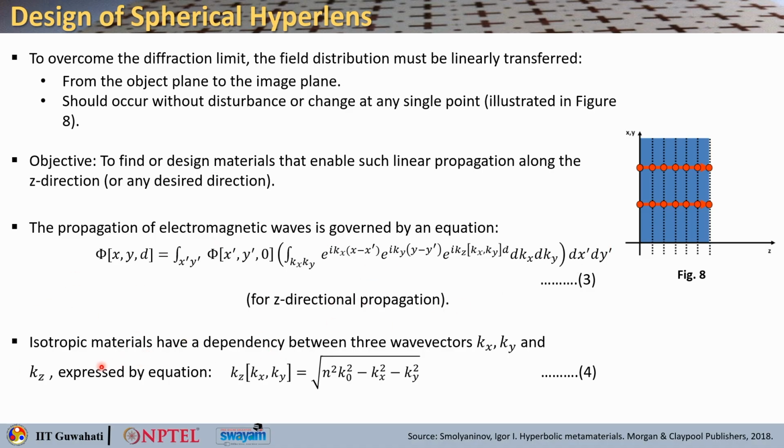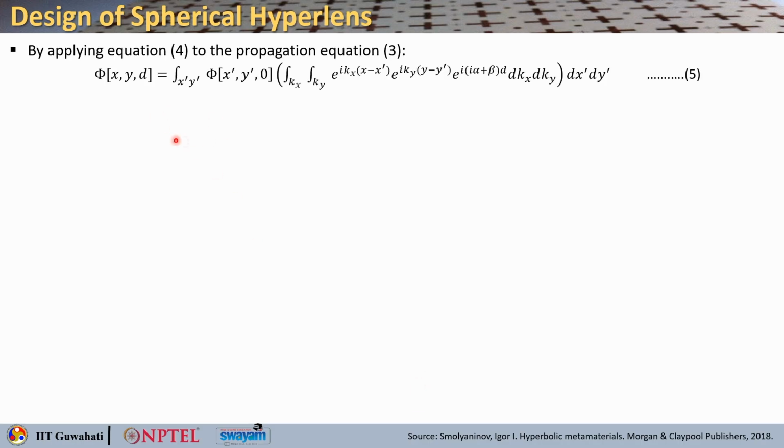So, you will see that isotropic materials have a dependency between the three wave vectors kx, ky and kz, which can be expressed via this particular equation, where you can write kz as a function of kx, ky to be equal to square root of n squared k naught squared minus kx squared minus ky squared. Now, if you apply this equation to the propagation equation, this simplifies to this particular form.